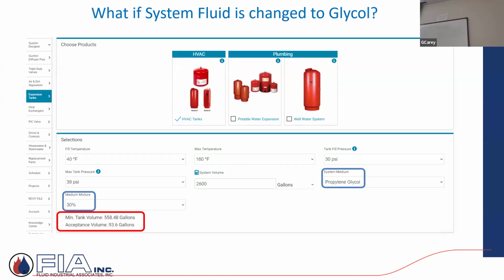What happens if the system fluid changed to glycol? It's got a different expansion factor. Say it again.